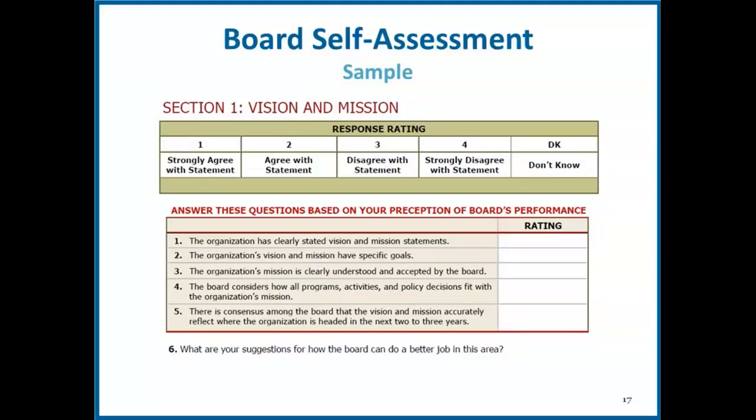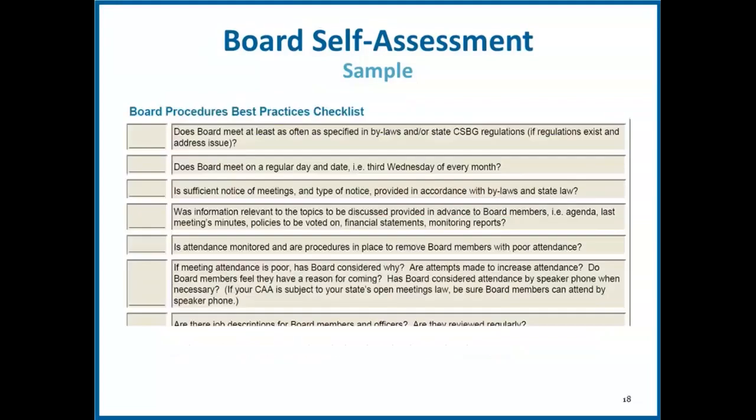So there can be a number of different responses that you have based on the answers that you get on your board self-assessment. It's really just taking that opportunity to look at how can we do better and make sure that everyone knows these different items rather than just assuming. So that's just one example. There's lots of different ones out there that can be used.